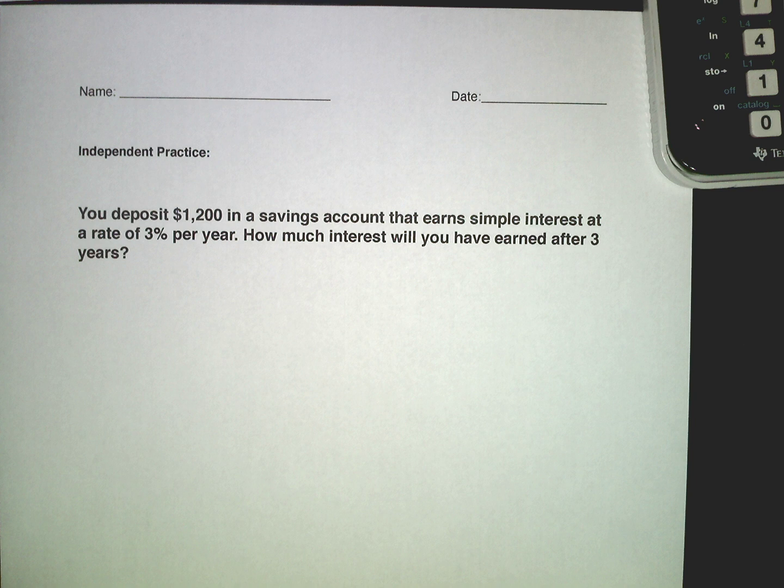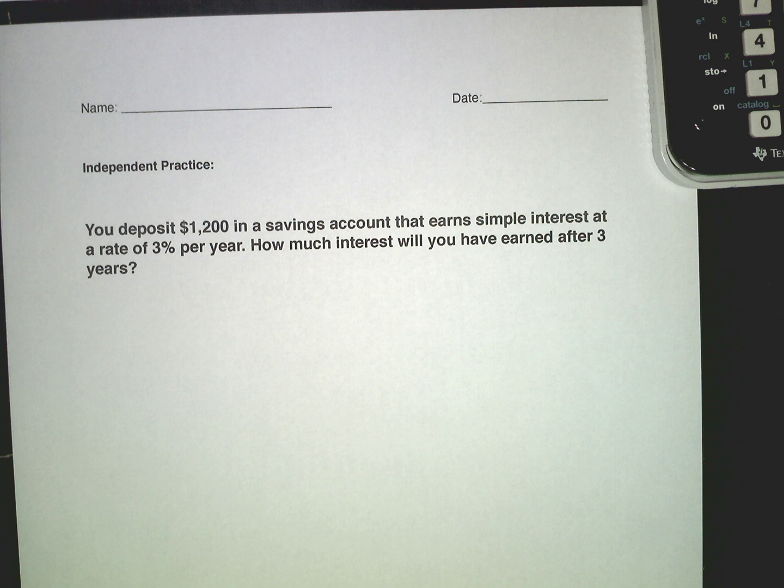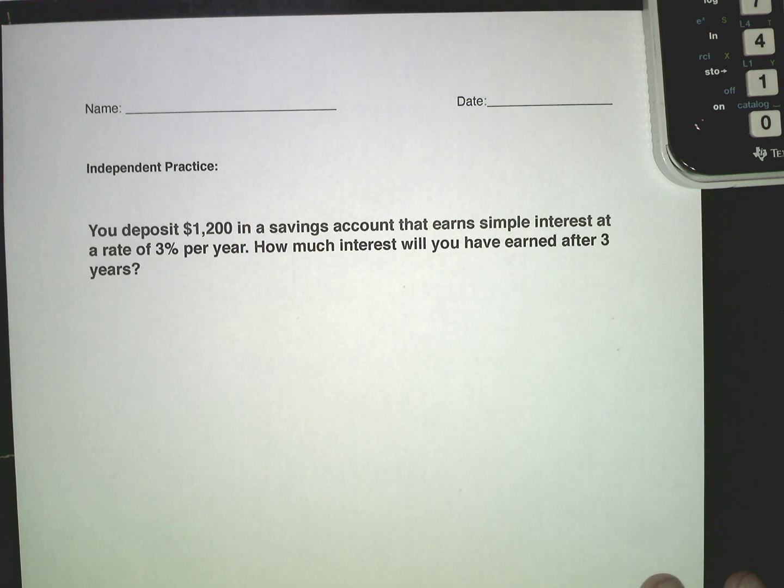All right, so last one for today's lesson. It says you will deposit $1,200 in a savings account that earns simple interest at a rate of 3% per year. How much interest will you have earned after 3 years? Really good question. I like this question.